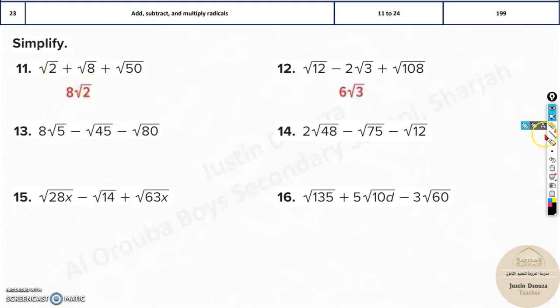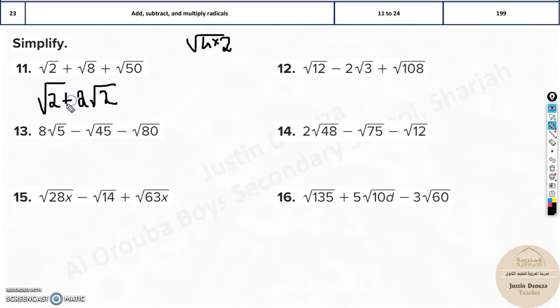Now if you're thinking what just happened over here, look, they just simplified it. This root 2 will not change, whereas this one is 4 root 2. Look, I'll write over here. 8 is 4 times 2. And now 4 is basically 2 squared, so you can write this as 2 root 2. Okay, you need to plus.